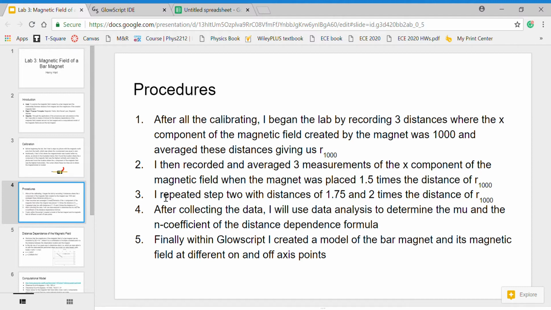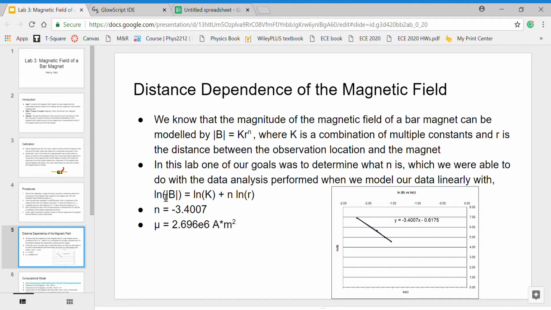So we know that the magnitude of the magnetic field of a bar magnet can be modeled by the magnitude of the magnetic field equal to k times r to the n, where k is a combination of multiple constants and r is the distance between the observation location and the magnet. In this lab, one of our goals was to determine what n is, which we were able to do with the data analysis performed when we model our data linearly with the natural log of the magnitude of the magnetic field equal to the natural log of k plus n times the natural log of r.